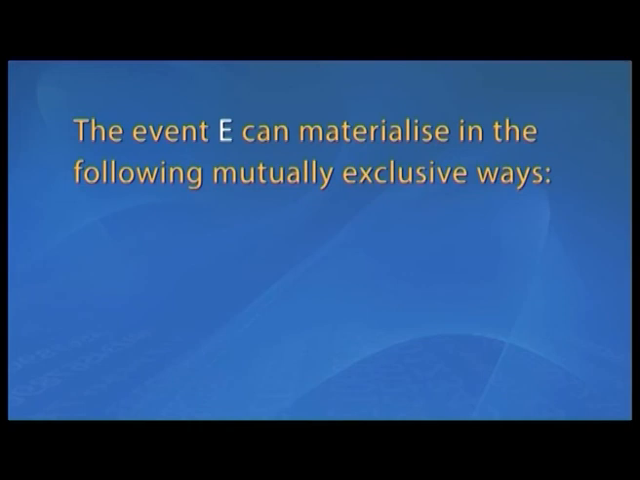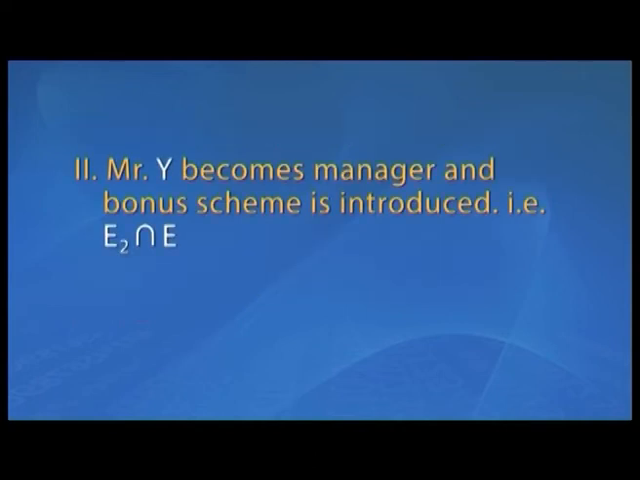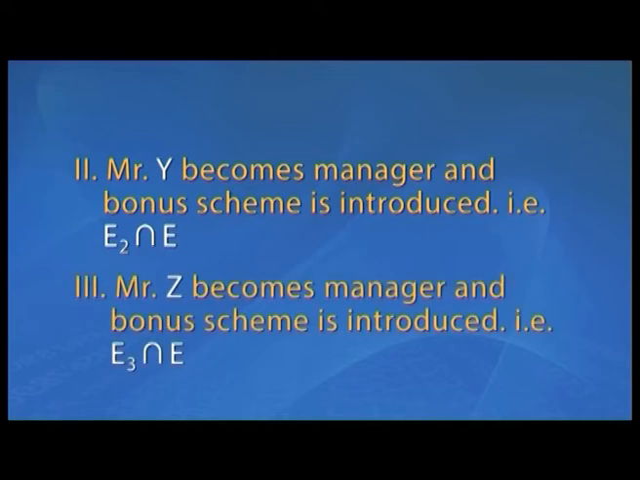The event E can materialize in the following mutually exclusive ways. First, Mr. X becomes manager and the bonus scheme is introduced, that is E1 intersection E. Second, Mr. Y becomes manager and the bonus scheme is introduced, that is E2 intersection E. Third, Mr. Z becomes manager and the bonus scheme is introduced, that is E3 intersection E.